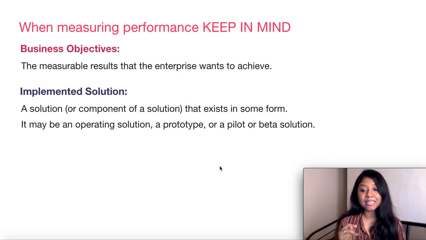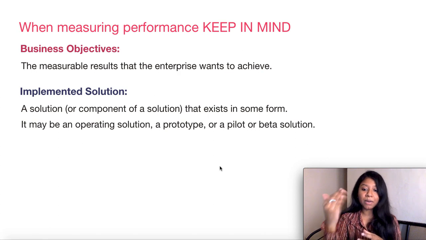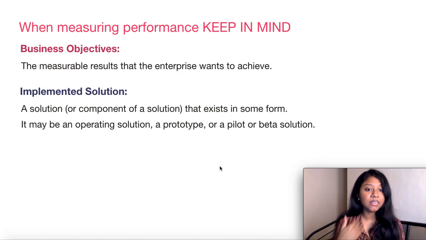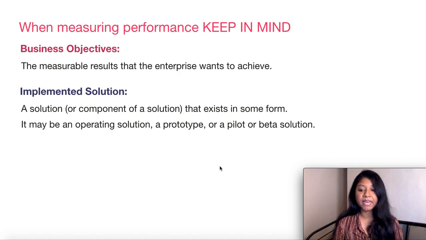And the second one is the implemented solution. So how do we know if a solution has met with a value or not? We need to have some solution in order to compare and validate. So that's why you need the implemented solution. This implemented solution could be a component of a solution that exists in any form. It could be a component, or it can be the entire solution on its whole. And this solution can be in any form. It could be an operating solution, a prototype, a pilot or a beta version, whatever is the existing solution.